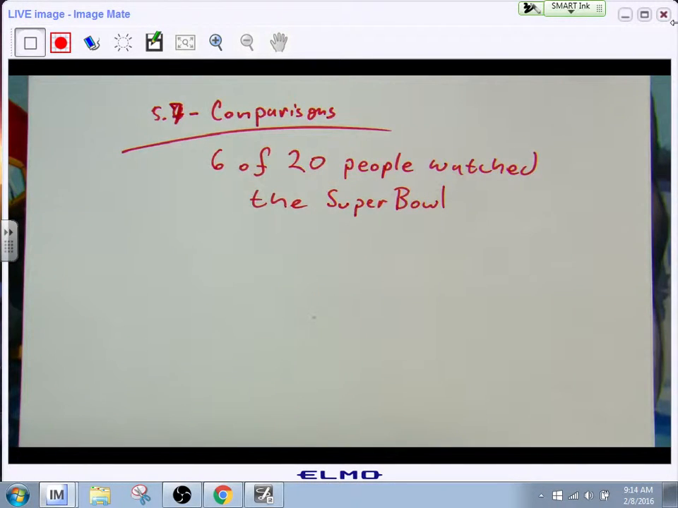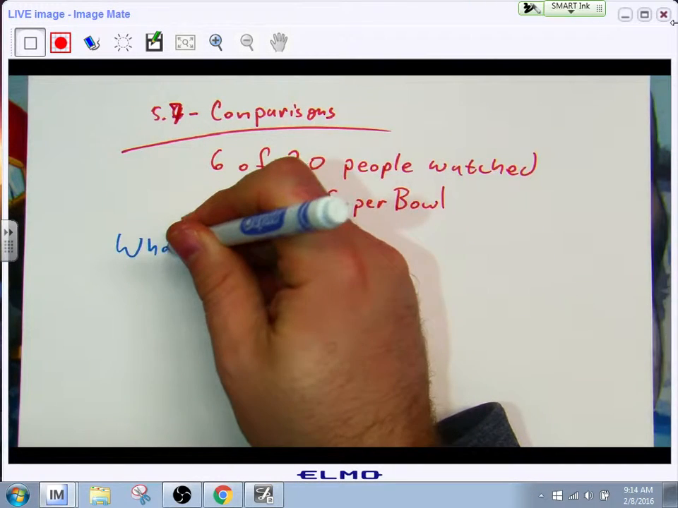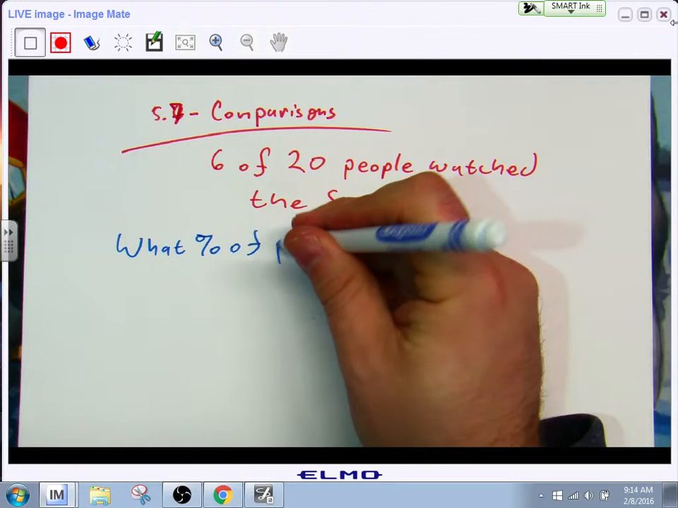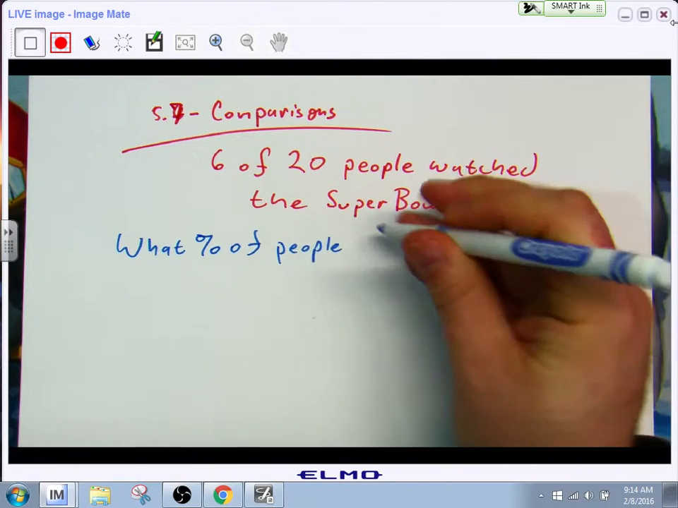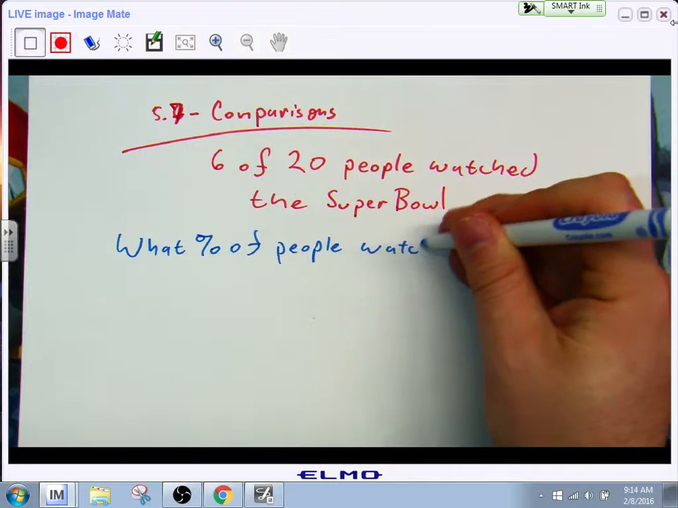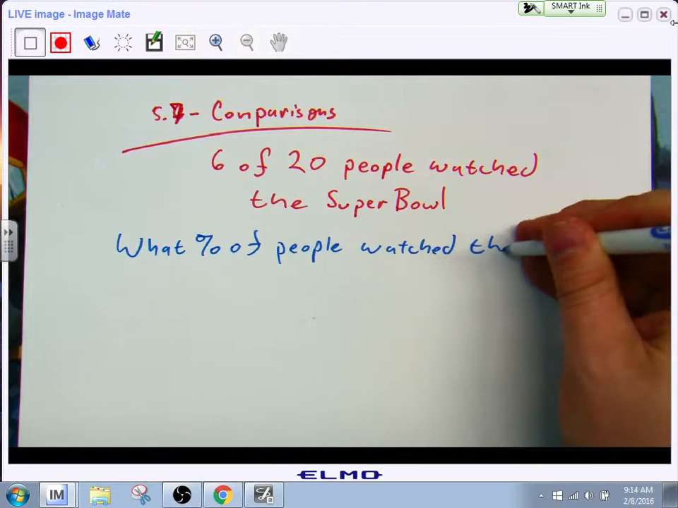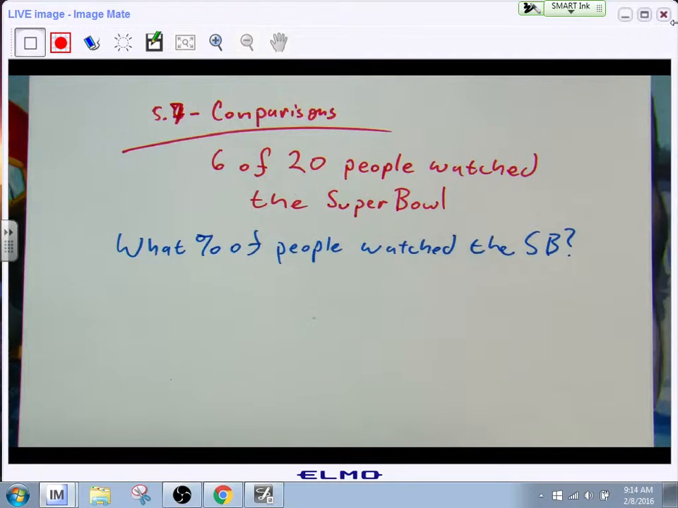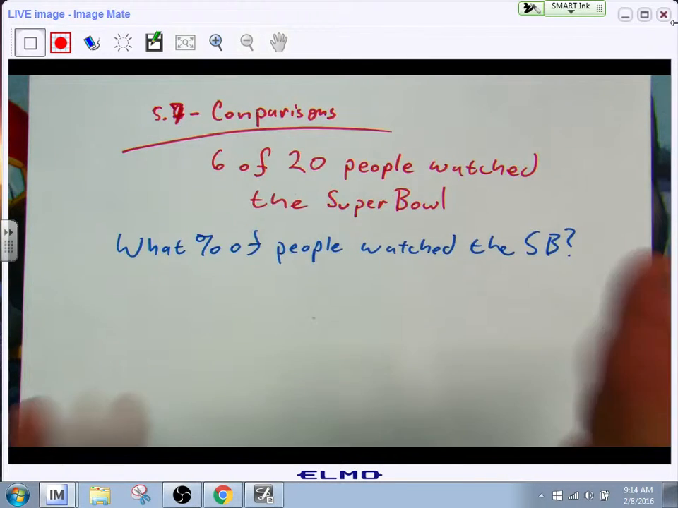So, a question when we're looking at something like this, if we had 6 of 20, a very simple question that I would ask you is, what percentage of people watched the Super Bowl? Okay? I will ask you, what percentage of people watch the Super Bowl? How would I calculate this? How do I turn this information into a percentage, David?